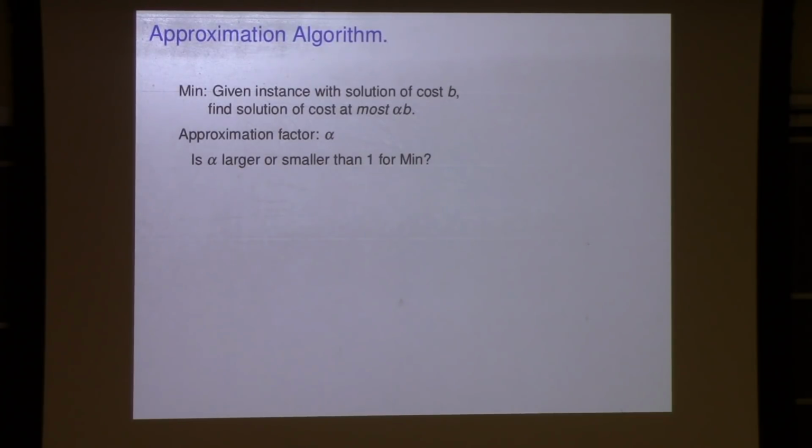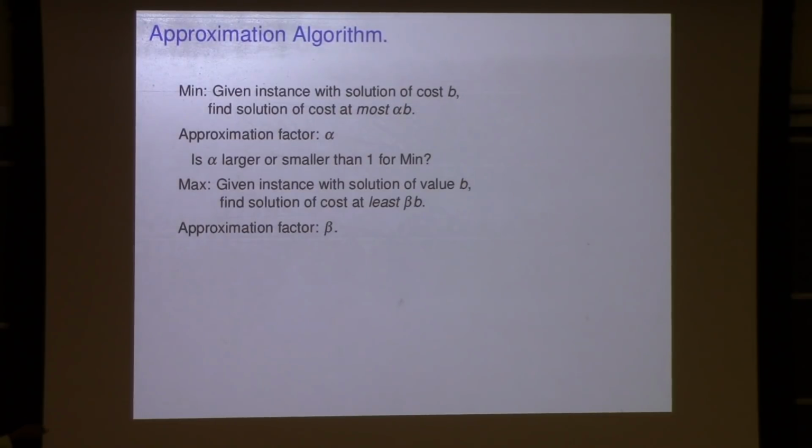Is alpha larger or smaller than 1? So this is just, do you understand? Is alpha larger or smaller than 1? Yeah, it should be larger. If it's less than 1, it's nonsense, right? It says there's a better solution than the optimal solution. Okay? Just to get oriented. So you can define it for max. It's the same idea.